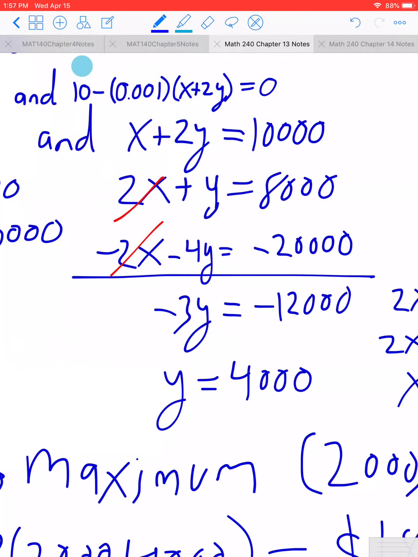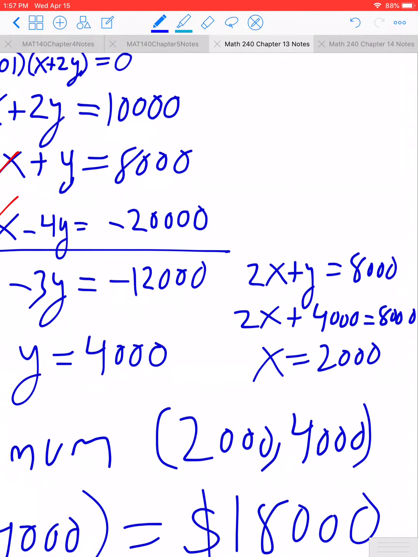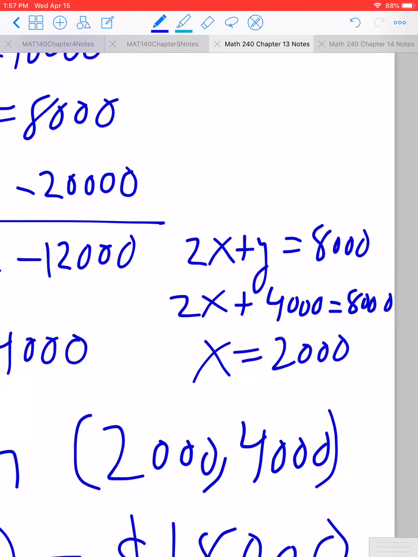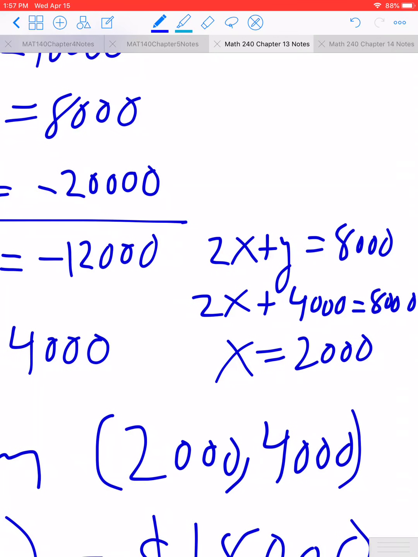Once you have the value for y, you can go back and plug it into either one of the other two original equations to solve for x. I'll substitute it back into the 2x plus y equals 8,000 from our system. Wherever I see a y, I can put 4,000. So we get 2x plus 4,000 equals 8,000. Subtract 4,000 and divide by 2, and we find that x equals 2,000. So we do have a critical point here: x is 2,000 and y is 4,000.